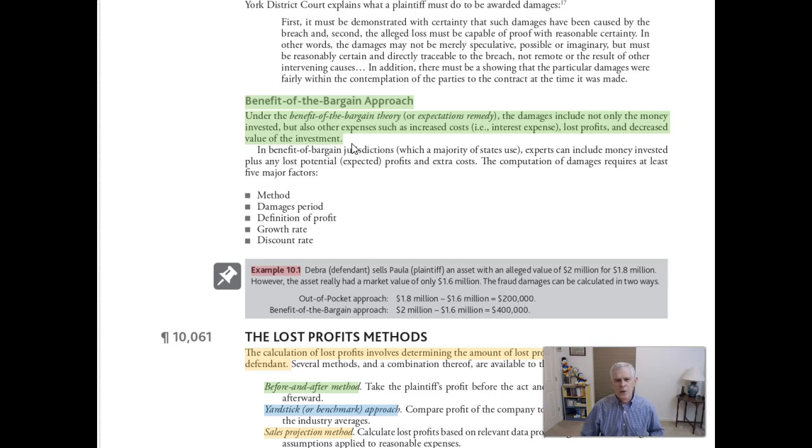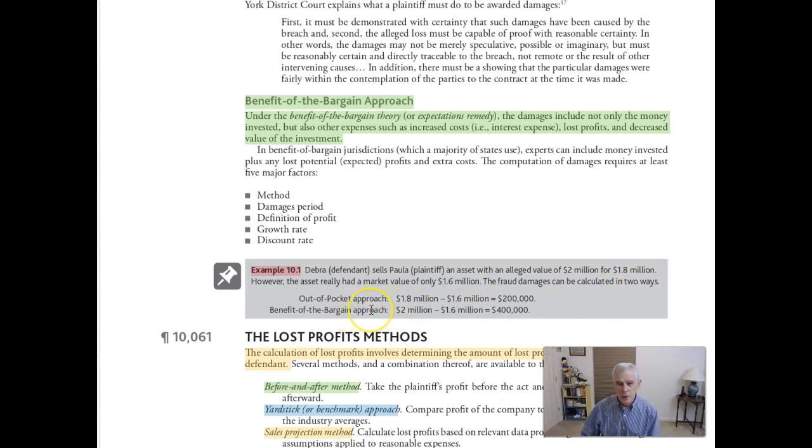Okay, so let's see if we can explain these with this example. So we had the out-of-pocket and benefit of the bargain. Here's the example. Deborah, the defendant, sells Paula, the plaintiff, an asset with an alleged value of $2 million. The selling price, $1.8 million. The asset really had a market value of only $1.6 million. Fraud damages can be calculated two different ways.